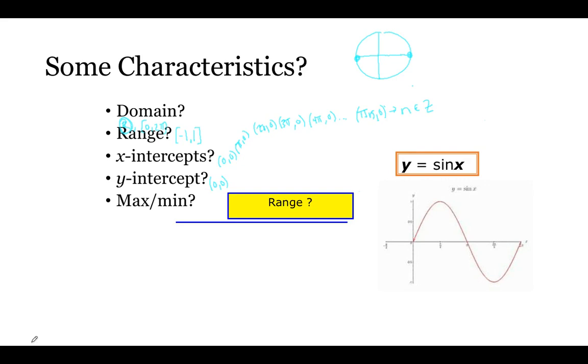What's the maximum or the minimum? Well, think about the range. The maximum is going to be 1. The minimum is going to be -1. Here's your maximum. Here's your minimum.